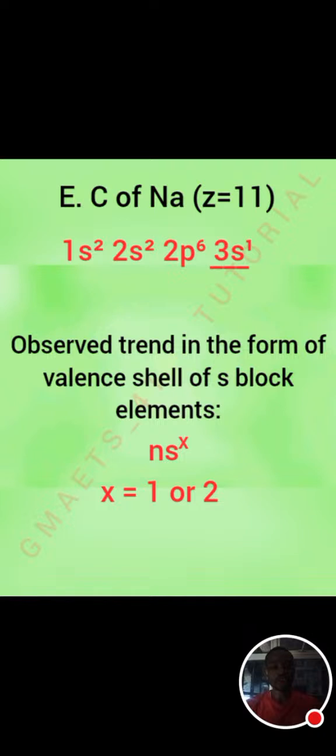So the valence shell will simply be ns, then that x there is the number of electrons that the s orbital carries. And x in that case will either be 1 or 2. So in the case of sodium here, the number of electrons in the outermost shell is 1, which we call the valence electron. Therefore, sodium belongs to group 1. So you see how we are using the electronic configuration to actually answer this question.